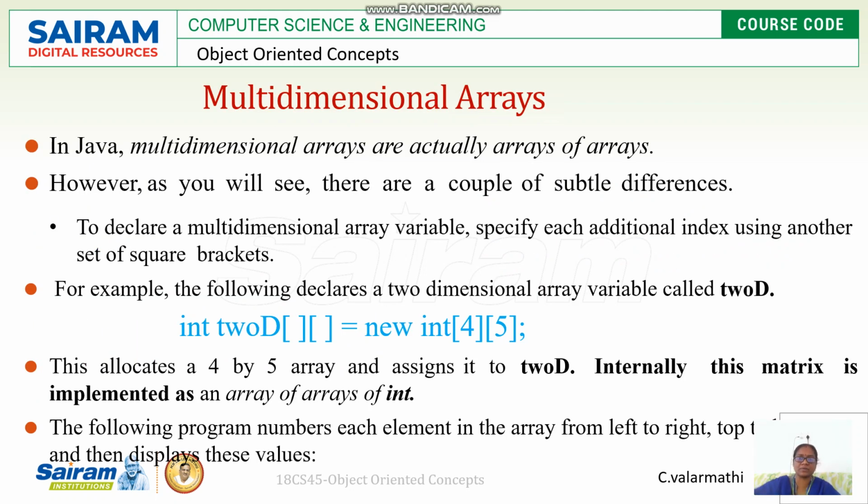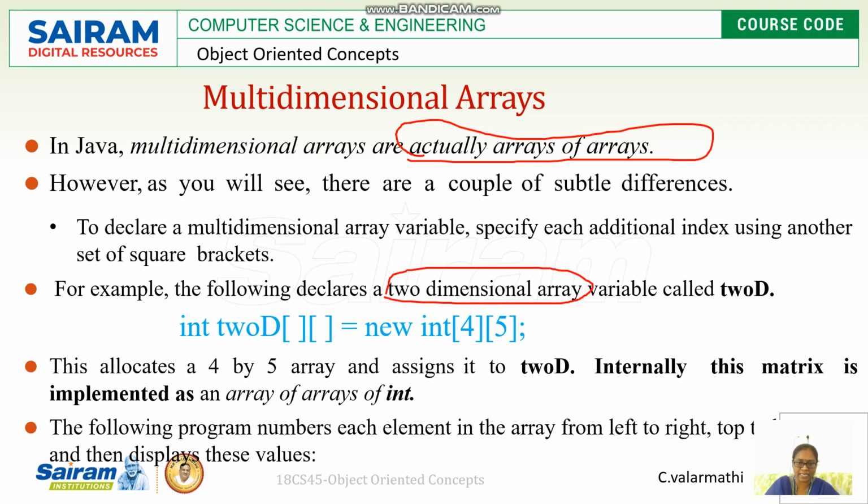Next is the multi-dimensional array. A multi-dimensional array is actually an array of arrays, right? So multi-dimensional arrays are actually arrays of arrays. I will explain only one. First, I will take a two-dimensional array as an example. A two-dimensional array is declared in the format int 2d, one square bracket, another square bracket, and new int of 4, 5.